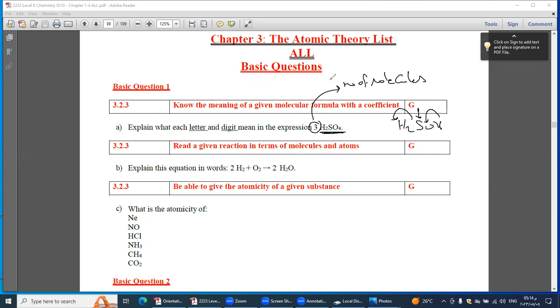So again, what is meant by 3H2SO4? The 3 refers to the number of molecules. Each molecule contains 2 atoms of hydrogen, 1 atom of sulfur, and 4 atoms of oxygen.